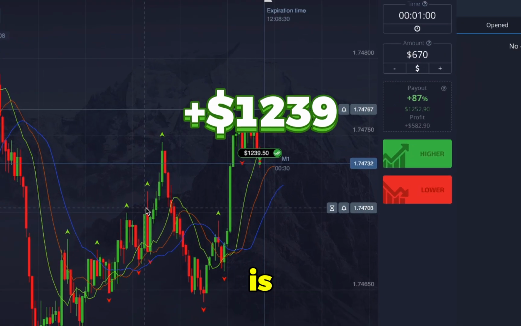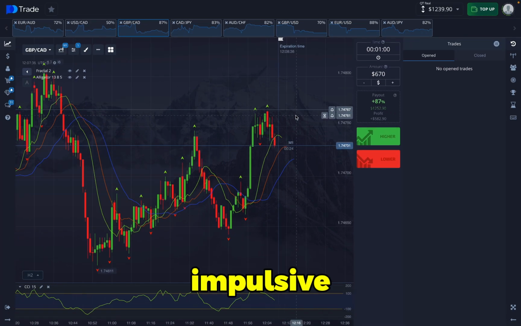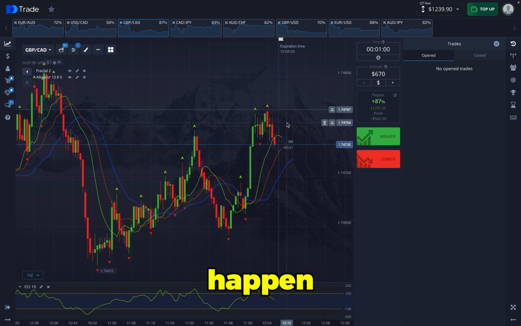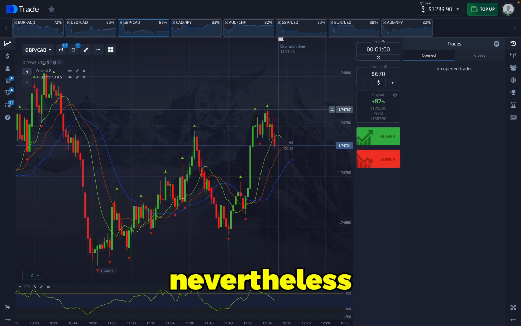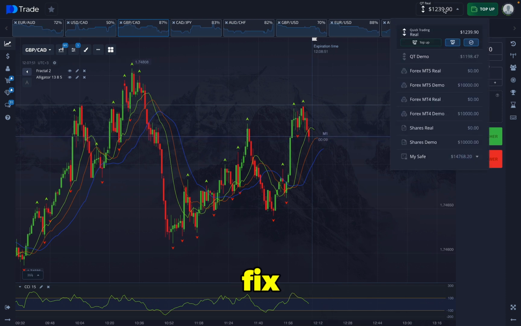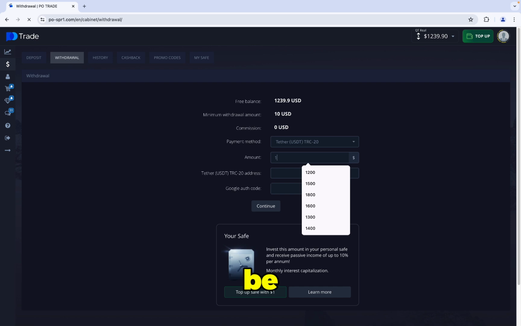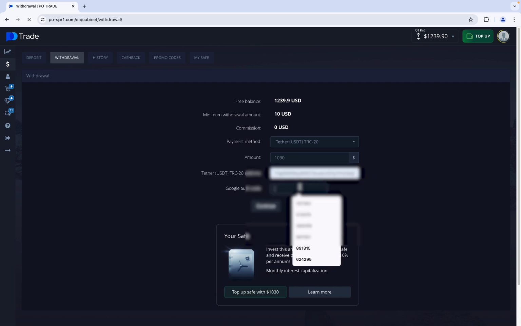And the deal is closing at a plus. A confident closing. I didn't even think that such an impulsive movement could follow at this moment. I thought it would happen a little later. But nevertheless, it's great. I'm absolutely happy with the result of trading today. Let's move on to the conclusion and fix today's profit. The amount of today's profit will be $1030.